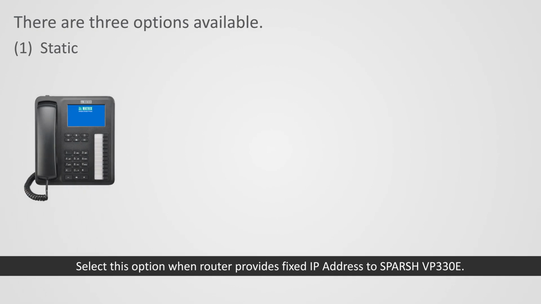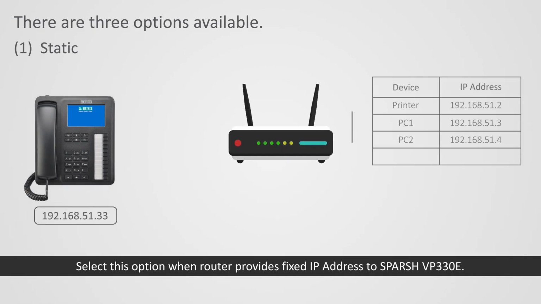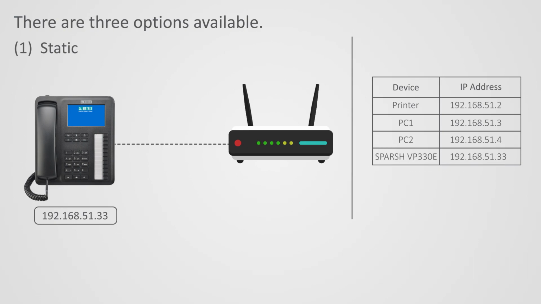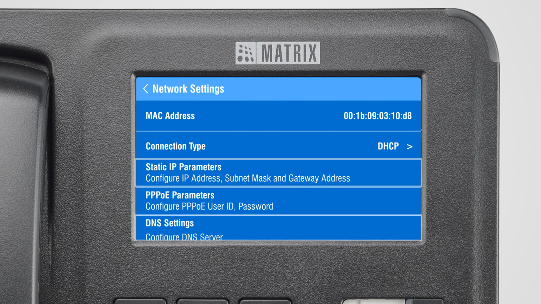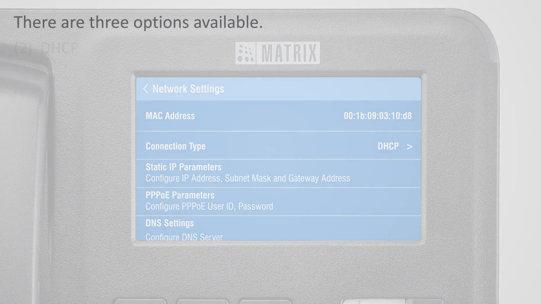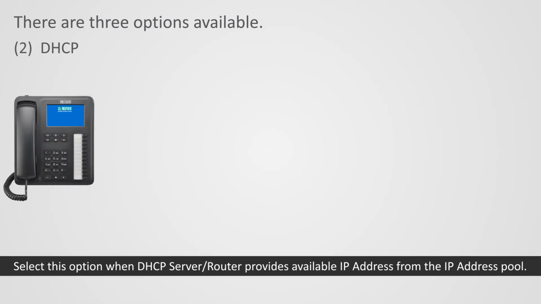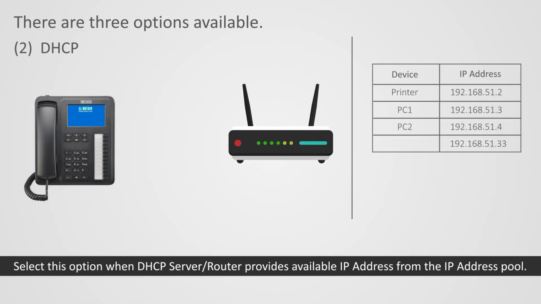Static, select this option when the router provides a fixed IP address to SPARSH VP330E. In this case, program primary IP address, subnet mask, gateway address, and DNS address on the phone. DHCP. Select this option when DHCP server or router provides available IP address from the IP address pool.